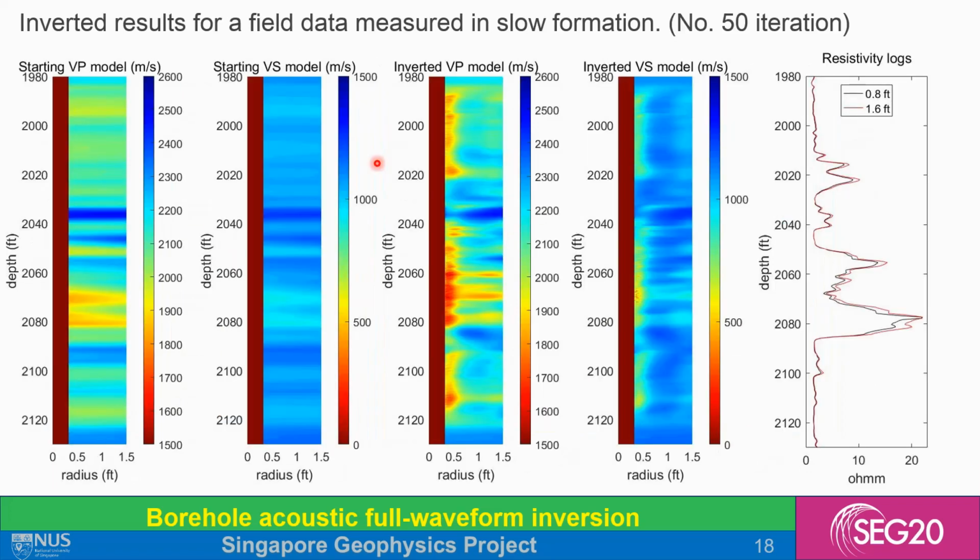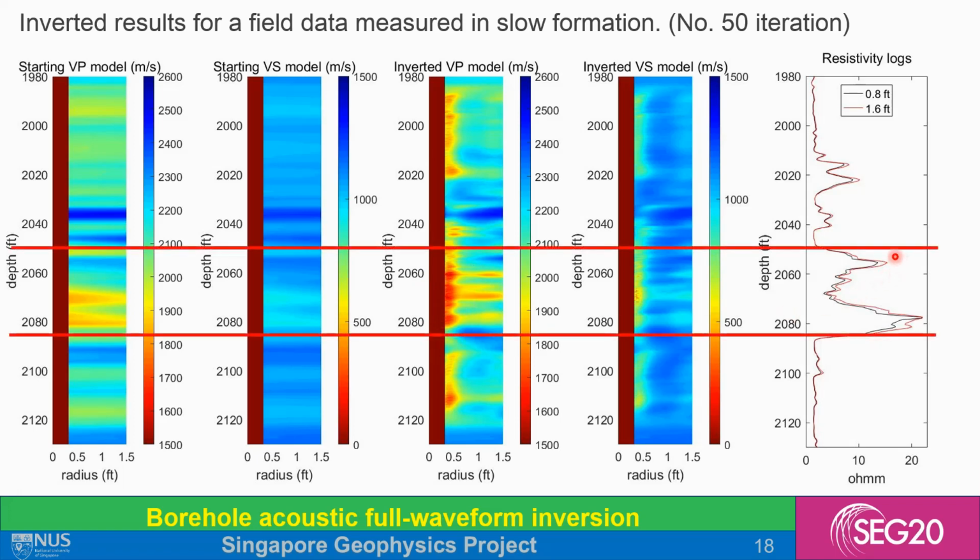We also test the applicability of the full waveform inversion by using field data. The starting model is still built based on semblance analysis. This is the inverted results at number 50 iteration. We see that there is an abnormal low velocity area near wellbore at depths between around 2050 feet to around 2085 feet. The resistivity logs also show that there is resistivity change in radial direction in this area.